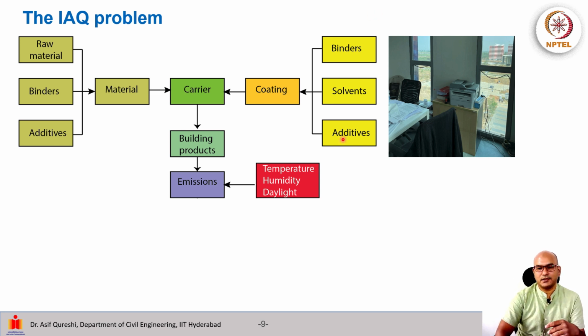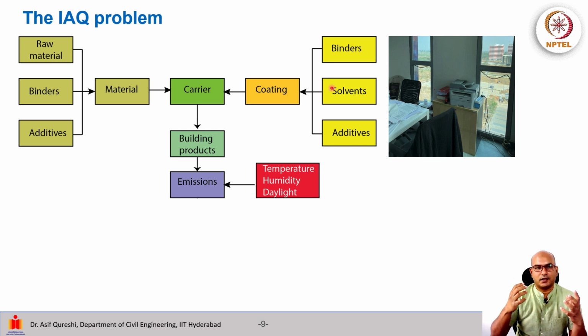So here it is, basically temperature, humidity and daylight are driving the emissions. They are incident on the chemical compound that has been used, maybe a solvent or an additive or a binder, and then they are driving the volatilization of a particular volatile organic compound from these binders, solvents and additives.